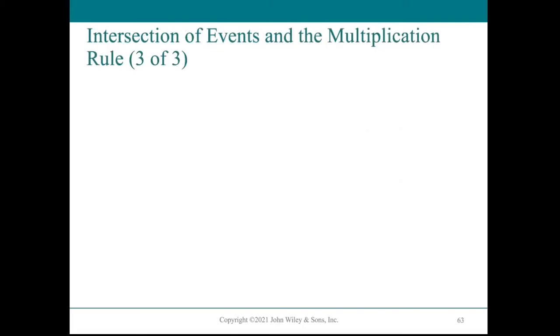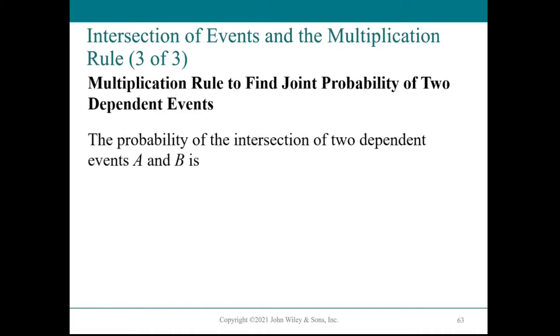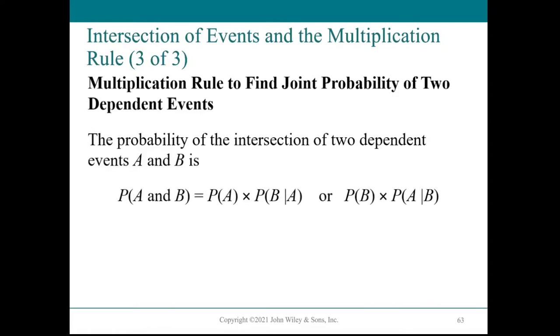Okay, so let's look at the multiplication rule for joint probabilities of 2. We have been doing independent events. What if the events are dependent? So the probability of the intersection of two dependent events A and B. When we say dependent, it means the probability of A occurring is also affected by the event B occurring.